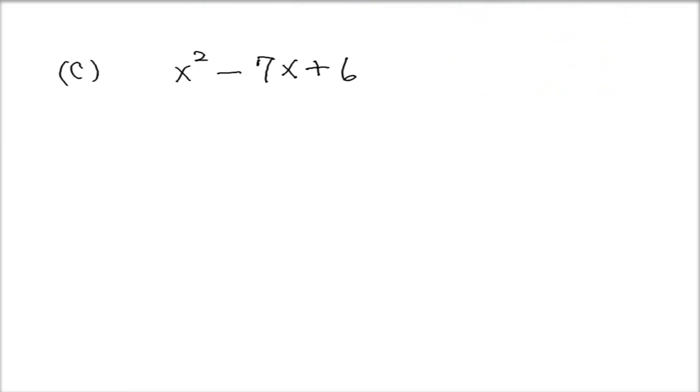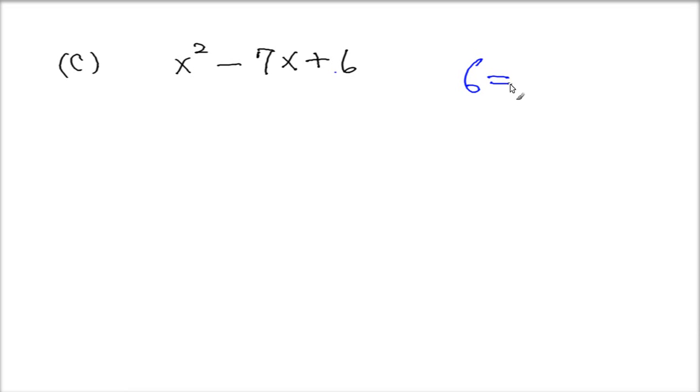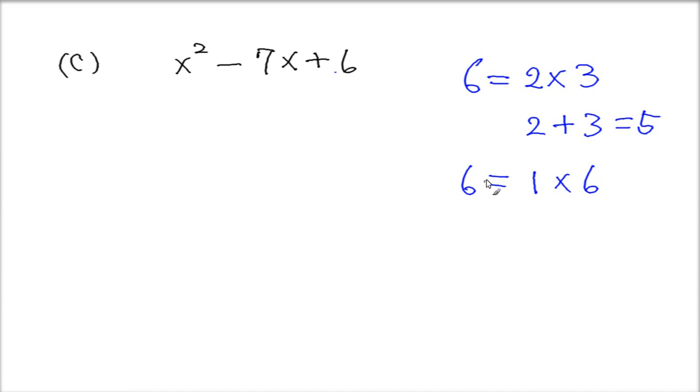Okay, let's look at the third example. Okay, 6, we have the constant term 6. So let's factor this out. 6 is, well, 2 times 3, right? 2 times 3 equals 6. But you see 2 plus 3 is 5. It's not negative 7. So this is wrong choice of numbers. So let's try it out again. 6 is also, see, 1 times 6. And 1 plus 6 is 7. It's closer, right? But the sign is different.